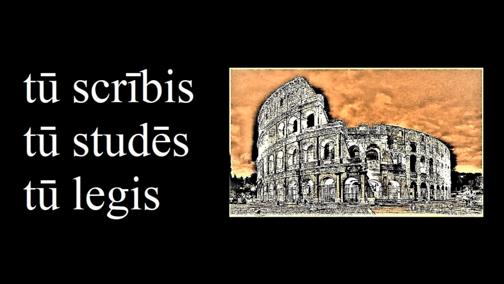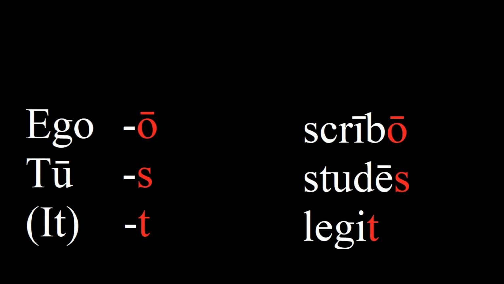Are you starting to see a pattern? Verbs conjugated with ego always end with a long O. When the subject is tu, the verb always ends with S. And for third person singular, the verb ends in T. The only difficult part is that the vowel sometimes changes before these endings. But there are only 4 conjugation patterns, so it's not that bad.